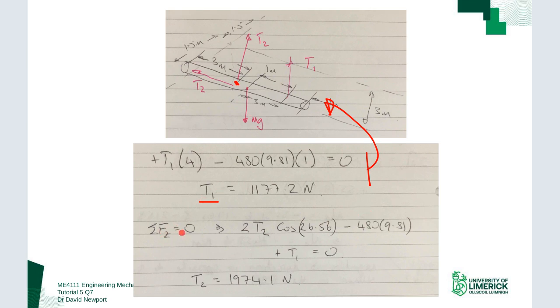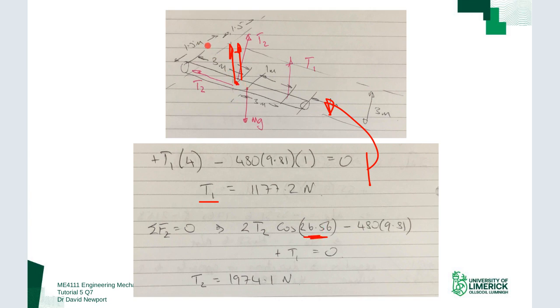And then once I have T1, the easiest equation I can use is the sum of the forces. If I just look at the components in the z direction, I'd have a component acting upwards due to T2 there, and also due to T2 there. So I have 2 of those, plus mg and T1, and they're all acting in the z direction. That becomes quite trivial. So I got 2 T2 cos 26.56 minus 480 times 9.81 plus T1 equals 0. And I have T1 already, so I substitute in and get T2 out of that.